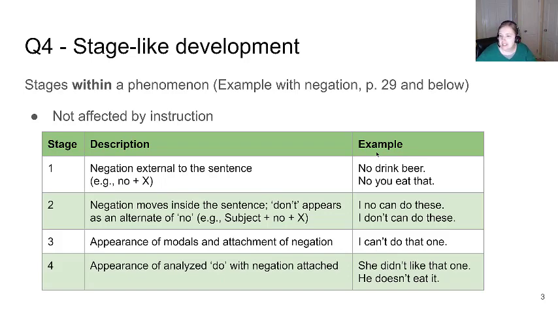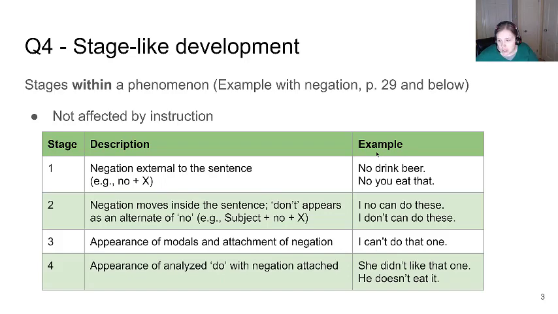So now, instead of like, notice how in the beginning, in stage 2, there is a can, so you had a modal, but it's in a weird spot. Whereas in stage 3, now we have can smushed together with our negation. So I can't do that one. So it's starting to sound more like an adult native speaker, for example.